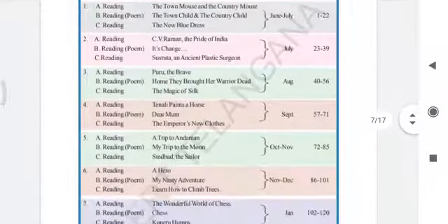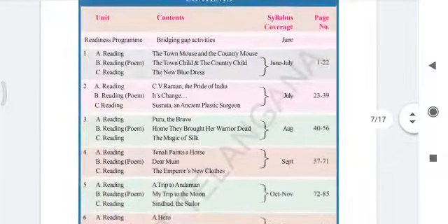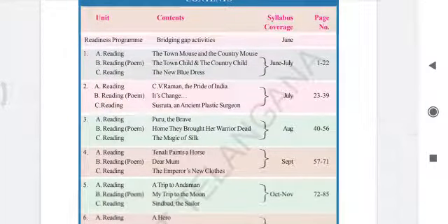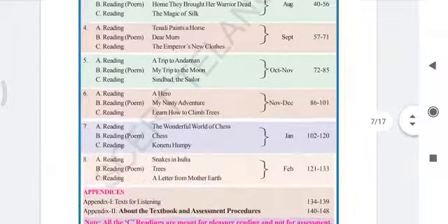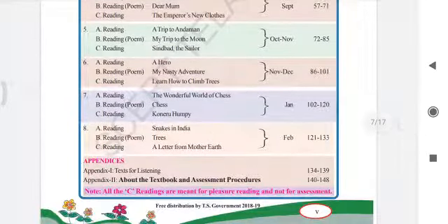So we totally have 8 units as we had in class 6. Each unit consists of 3 readings, and almost every unit has one poem, and C reading is a pleasure reading. So you can see, note all that down here. C readings are meant for pleasure reading and not for assessment. Assessment in the sense, not for exams.